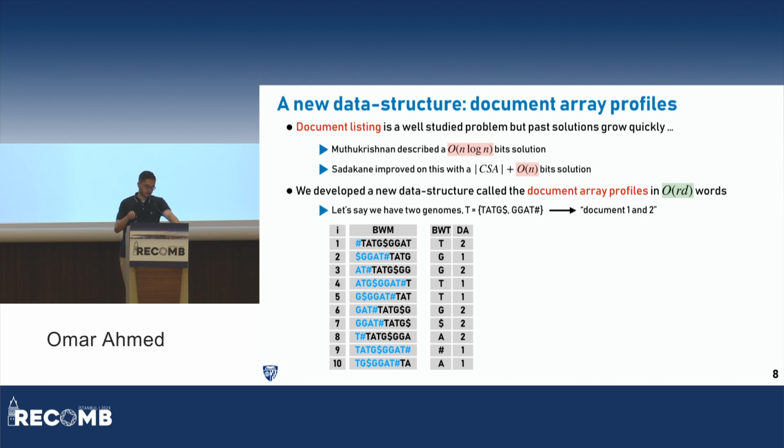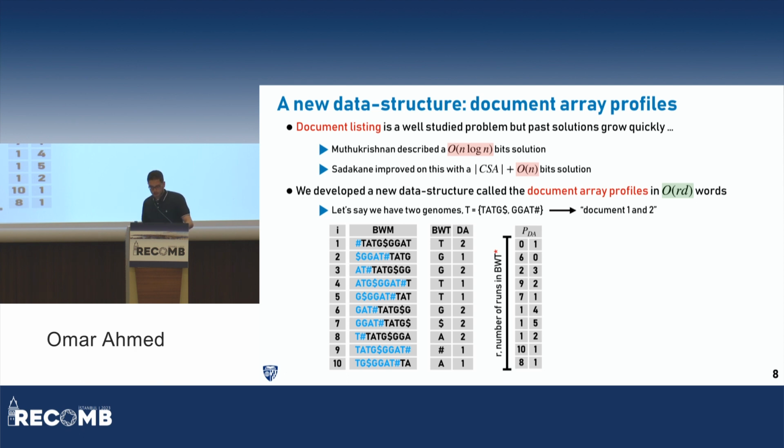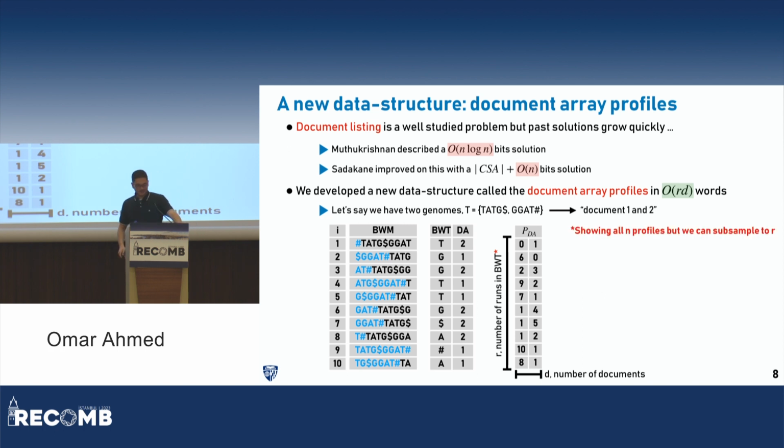So the suffix is the blue part. Where does that suffix start? It's either going to be in document 1 or document 2. And then the PDA is the document array profile. If we try to understand this data structure, the number of rows is equal to the number of runs in the text, and the number of columns is equal to the number of documents. And I don't know if you could see that, but that's what it says.